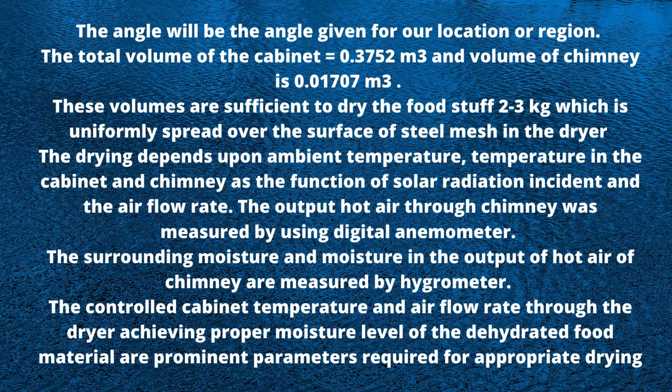The total volume of the cabinet, for example, is 0.3752 meter cube in a particular design, and the volume of the chimney is 0.01707 meter cube. These volumes are sufficient to dry fruit stuff of 2 to 3 kg, which is uniformly spread over the surface of the steel mesh in the dryer. The drying also depends upon the ambient temperature in the cabinet, and the chimney has a function of solar radiation incident and the air flow rate. The output hot air through the chimney was measured by a usual digital anemometer.